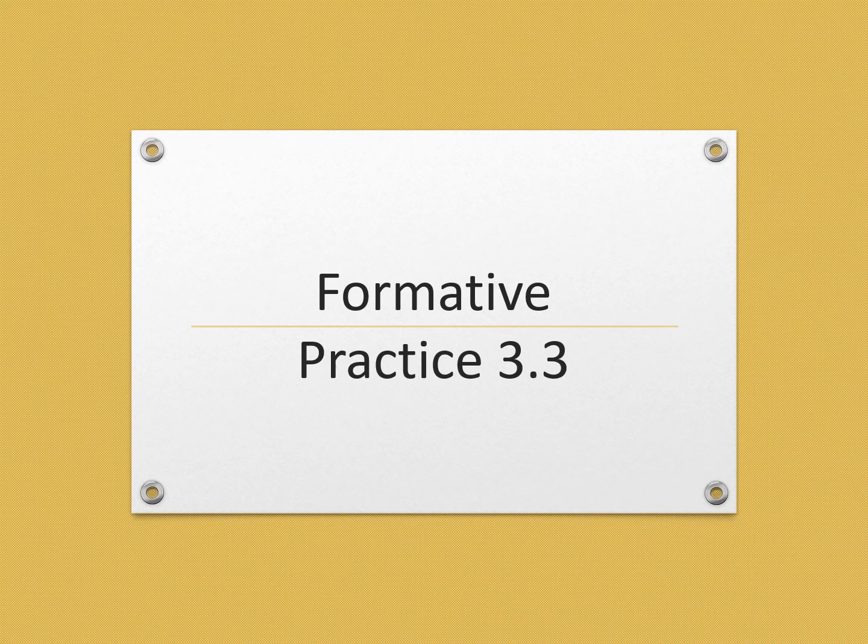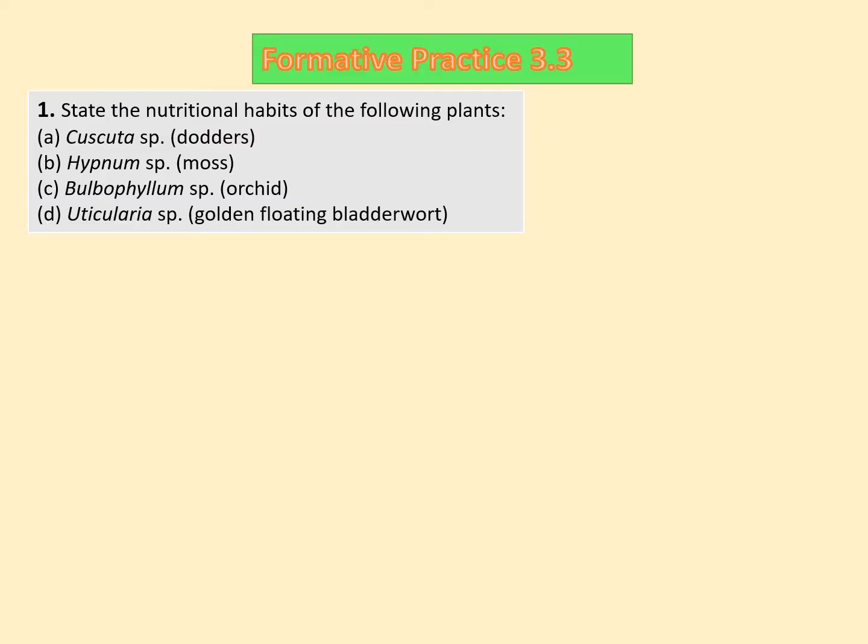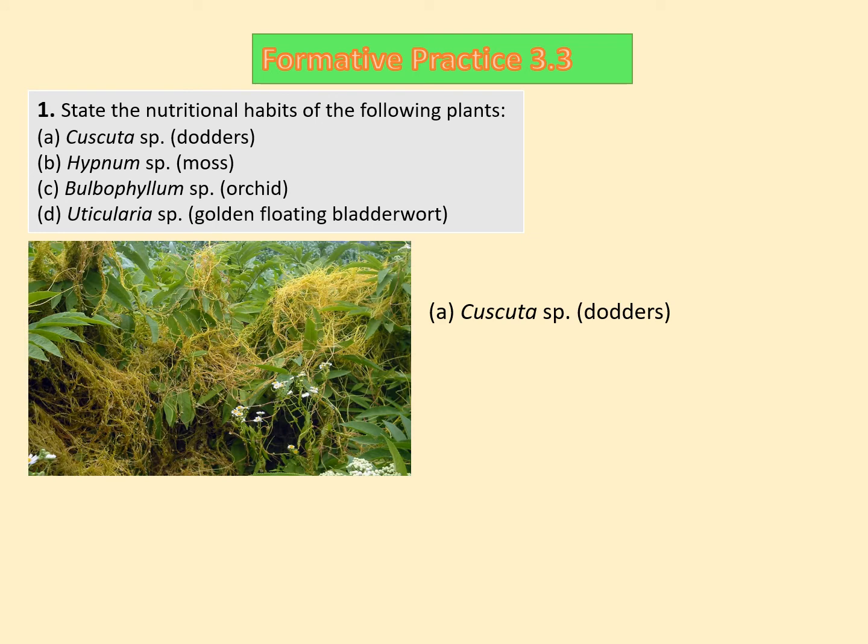Formative practice 3.3. Question number 1. State the nutritional habit of the following plants. A. Cuscuta or dodder. B. Hypnum or moss. C. Bulbophyllum or orchids. D. Utricularia or golden floating bladderworts. We look at A first, Cuscuta or dodder. This diagram shows the Cuscuta.